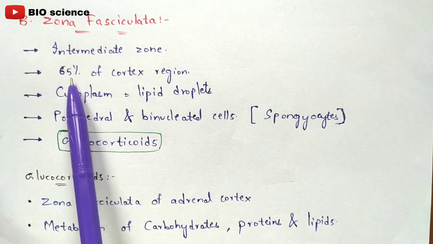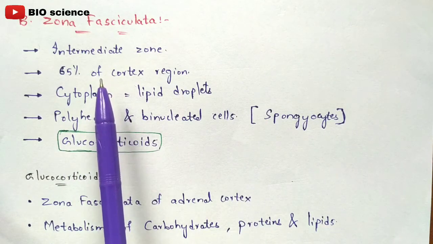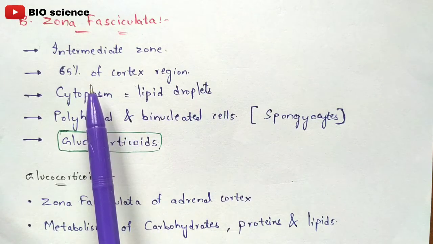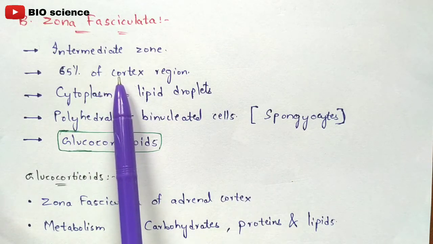Here this yellow color region is called zona fasciculata, which is called the intermediate zone, and it occupies 65% of the cortex region, right? Whereas in the case of zona glomerulosa, it occupies only 15%, but this zona fasciculata will occupy 65% of the whole cortex region.